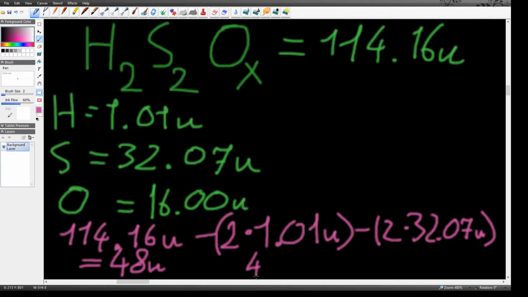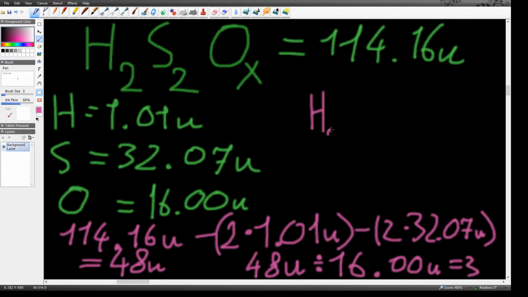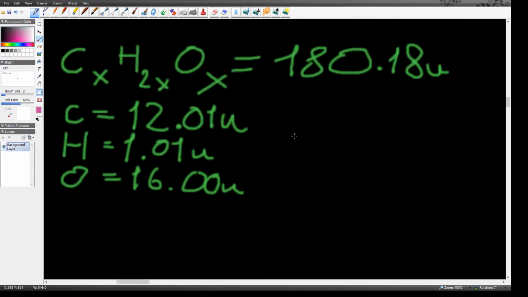If you take 48 units again and divide it by the mass of 1 oxygen, so this is just the total oxygen, what I'll get is how many oxygens I've got, which is 3. So the compound that we're talking about is H2S2O3, commonly known as thiosulfuric acid. Okay, let's try the very last question. This is pretty much as difficult as it gets. We've got no knowledge about how many carbons, hydrogens, or oxygens I've got in this compound. Again, feel free to have a go at it yourself before I do it.